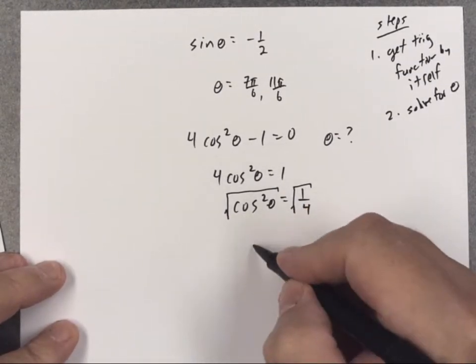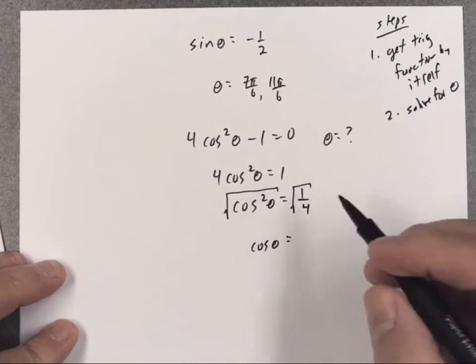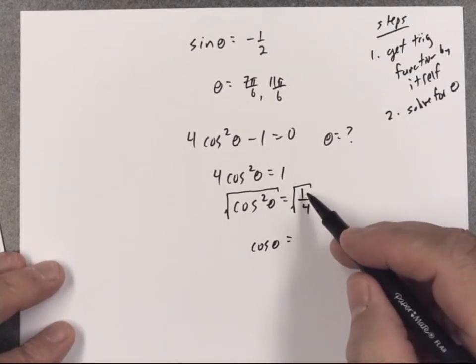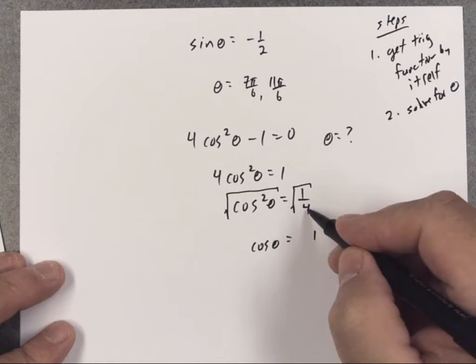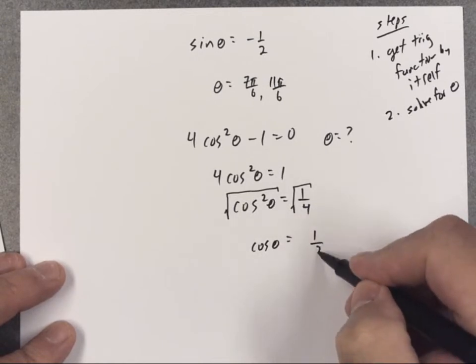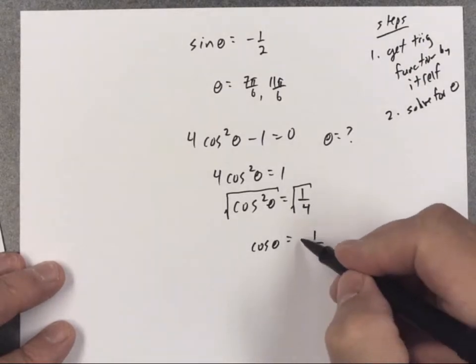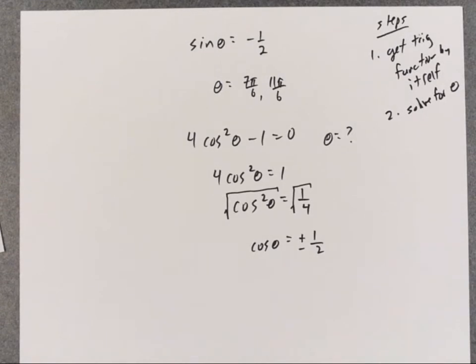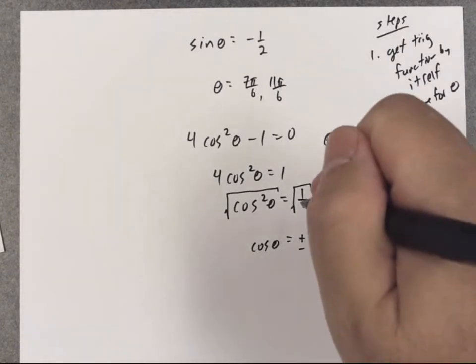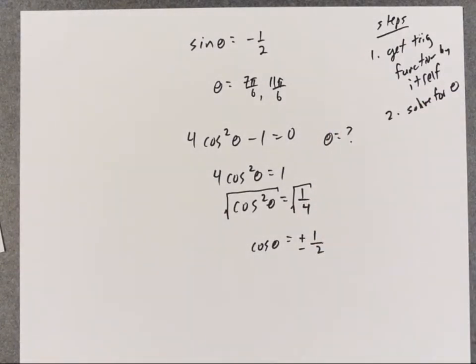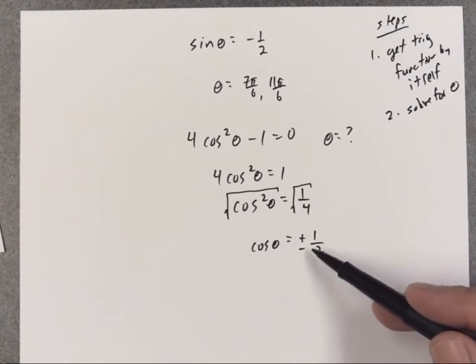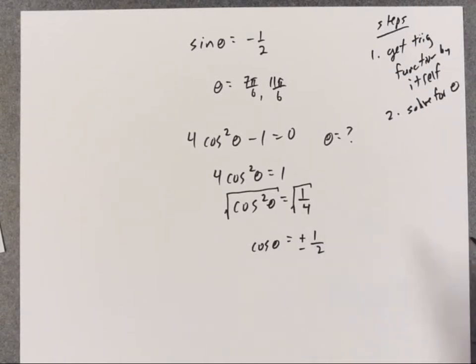So the square root of cosine squared theta is cosine theta. Square root of 1/4, think about it, you can take the square root of the top, which is 1, and the square root of the bottom, which is 2. But here's something students always forget. Whenever you take the square root of a number, you actually have to put down plus or minus. Square root of 1/4 is plus or minus 1/2. Because the square root of 1/4 says, find a number that multiplied by itself equals 1/4. Well, -1/2 multiplied by -1/2 equals 1/4.